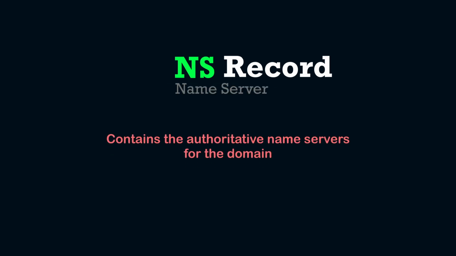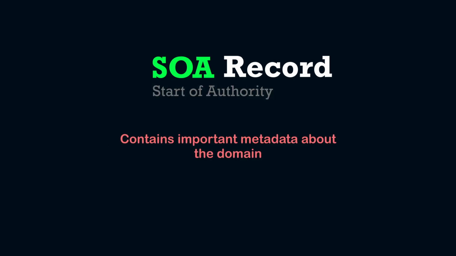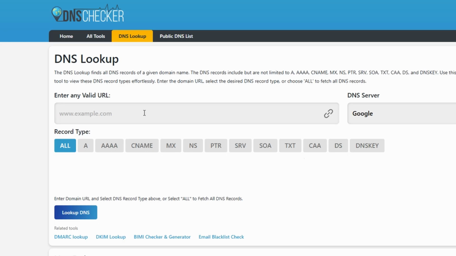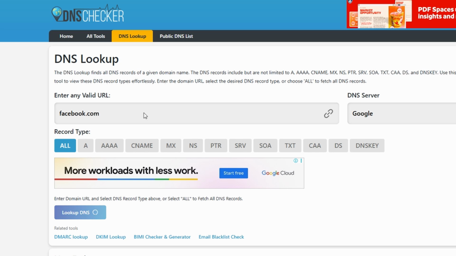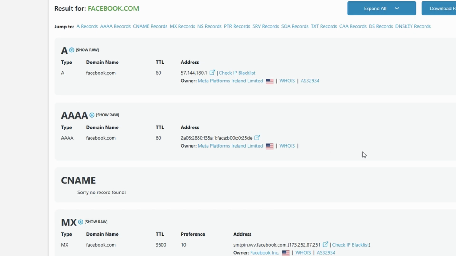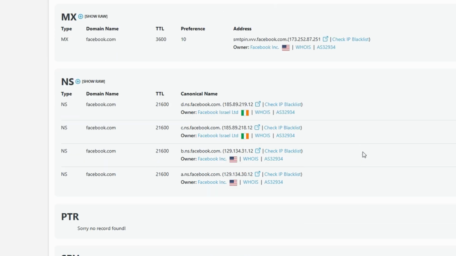the NS, or name server record, which contains the authoritative name servers for this domain, the SOA, or start of authority record, which contains important metadata about the domain such as the email address of the domain administrator, the TXT, or text record, which can contain arbitrary information but is commonly used to verify ownership of a domain to third parties. And if you want to see the DNS records for a particular domain, you can use an online tool like DNS Checker, which will show you all the DNS records for that domain, including their values and TTLs.